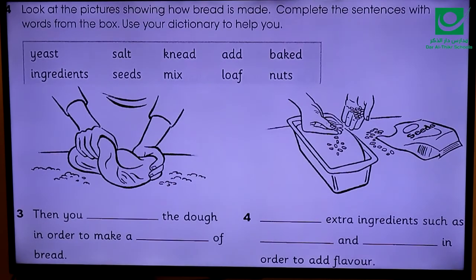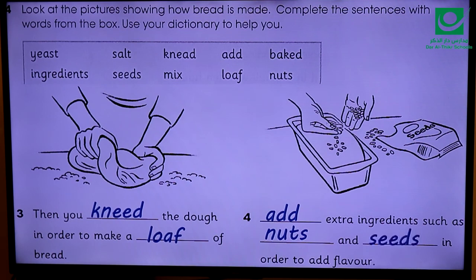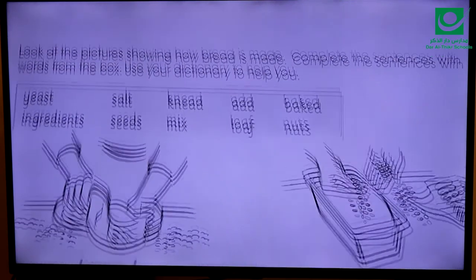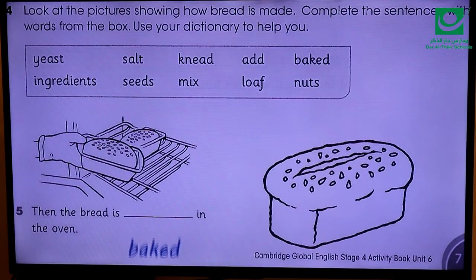Okay. Then you what? What is the verb here? You don't say the K. In order to make a loaf. Let's go to 4. What is the first answer? Extra ingredients. Yes, add extra ingredients. And yes, nuts and seeds. Thank you very much. Let's go to the next one. The last one here, then the bread is baked in the oven. Okay, thank you.